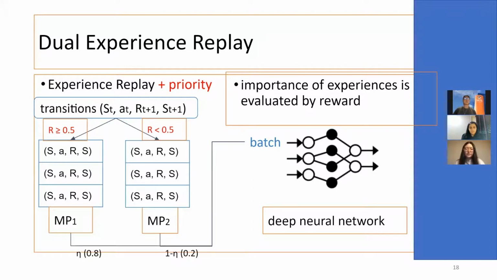Although it stores less important experiences, the second memory pool is still necessary for the training process because it provides the snake some opportunities for future exploration. That's why it should not be eliminated.